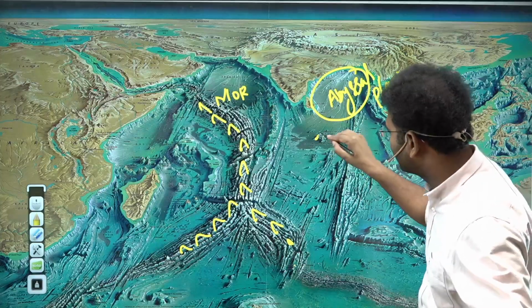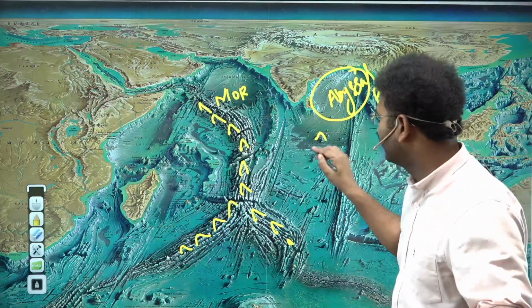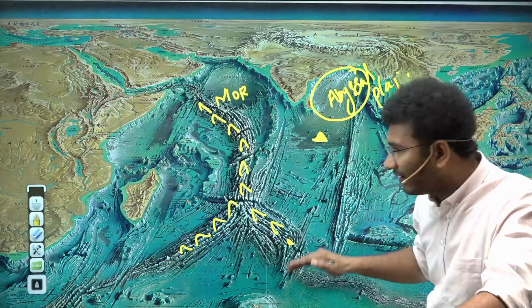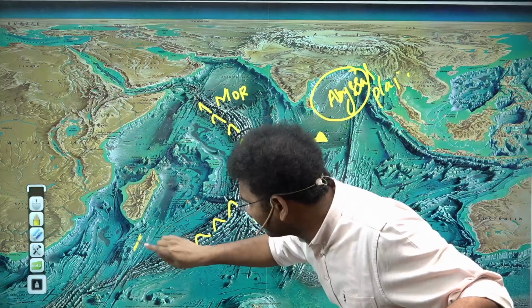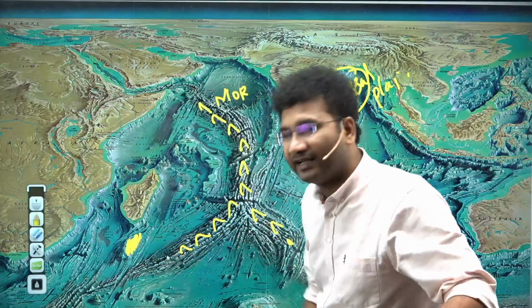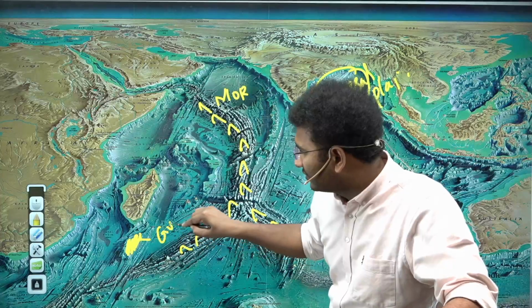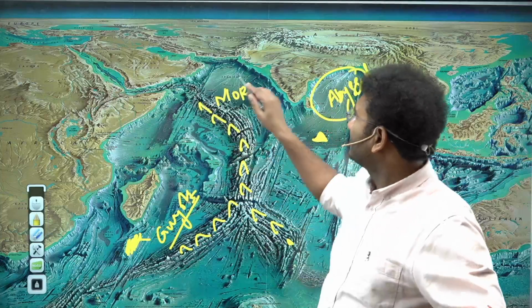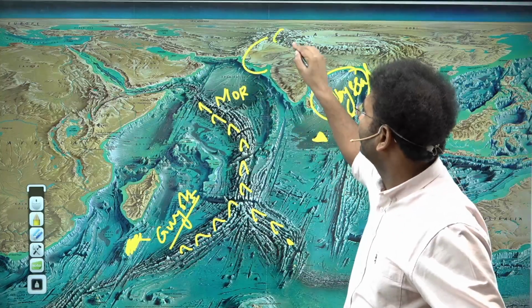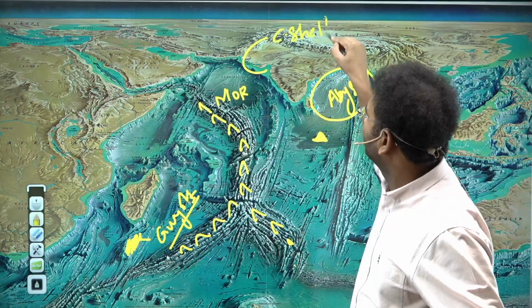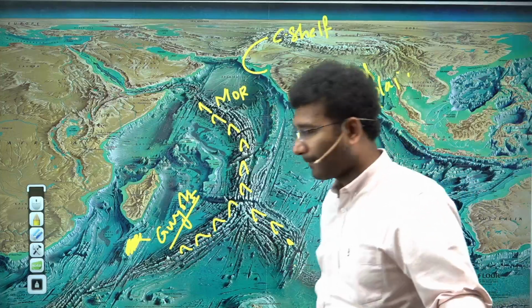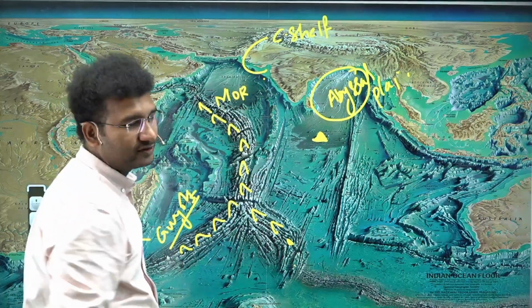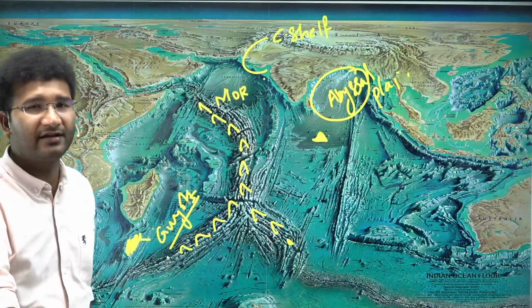Now can you see this mountain? This is a sea mount. This is a mountain which is a sea mount. And if they have flat tops, can you see this plateau which is flat south of Madagascar? This is called guyots, right? This is your continental shelf. And then you have continental slope and continental rises also on this side.